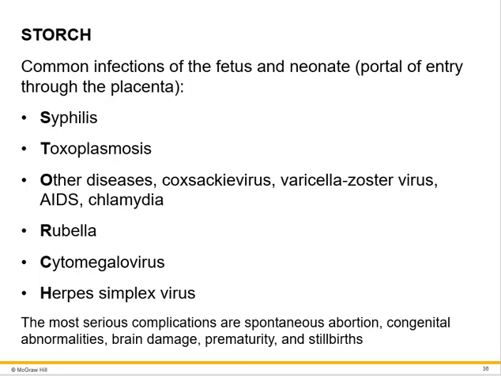The most serious complications will cause spontaneous abortion and congenital abnormalities, like with toxoplasmosis, brain damage, prematurity, and stillbirth. There are a lot of things that can happen as a result of these infections, and the baby is in a very fragile state, still developing, so there are a lot of things that can happen if the microbes cross the placenta and get into the baby.